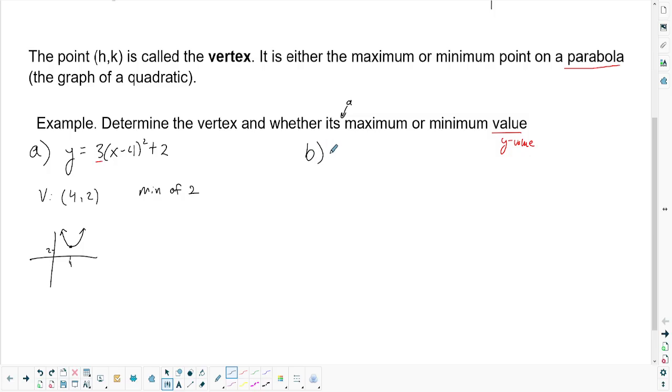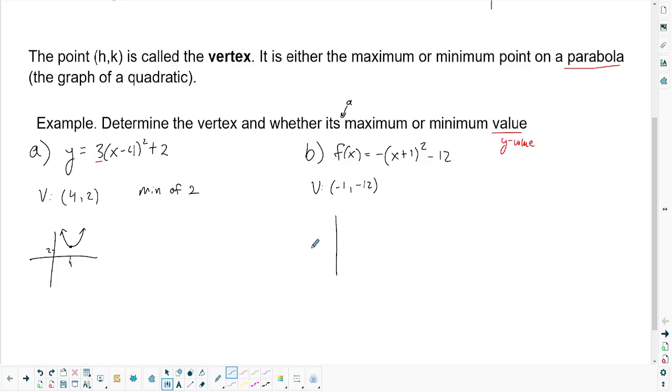B. We'll do f at x, because f at x is the new y. It doesn't really matter what you're writing. Let's do negative bracket x plus 1 squared, and we'll take off 12. So we know the vertex immediately is negative 1, negative 12. Taking that x value, flipping it, and then just the number on the end.